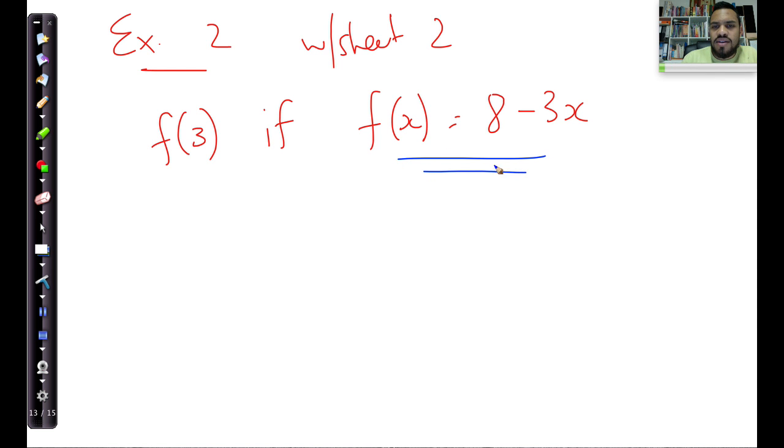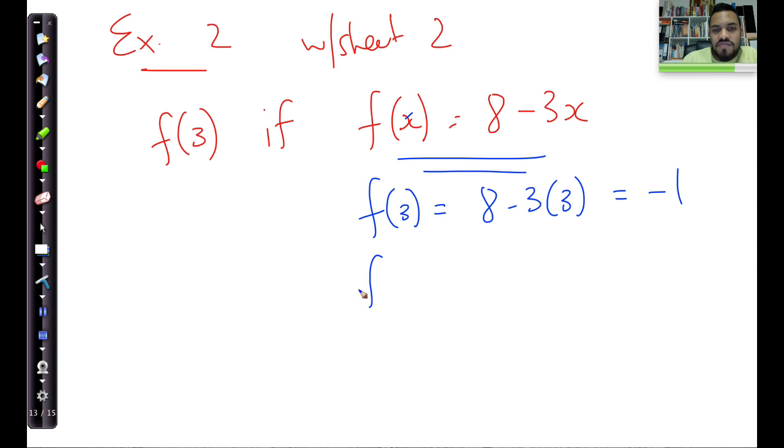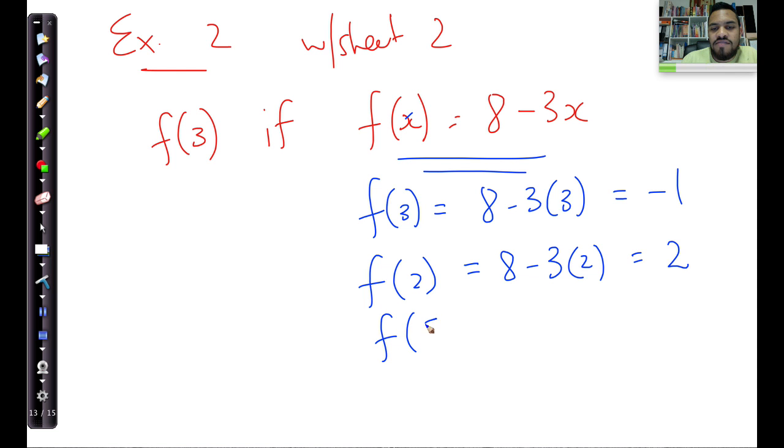This is a function, something you throw in, you get something else out. And they want you to evaluate it at x equals 3. In other words, wherever I see x, f of 3 is going to be 8 minus 3 times 3, so that's going to be 8 minus 9 is minus 1. What about f of 2? That's just going to be 8 minus 3 times 2, and that's 6, so it's going to be 8 minus 6 is positive 2.